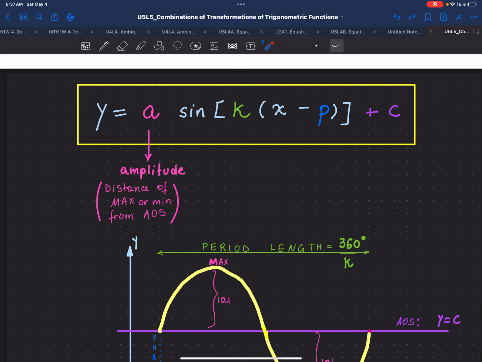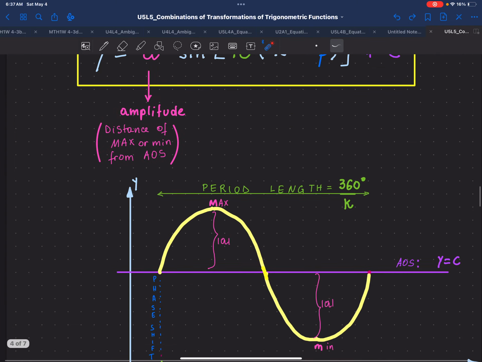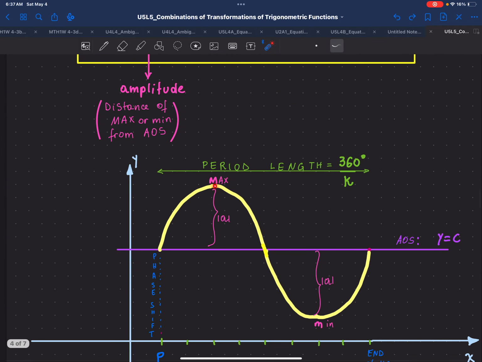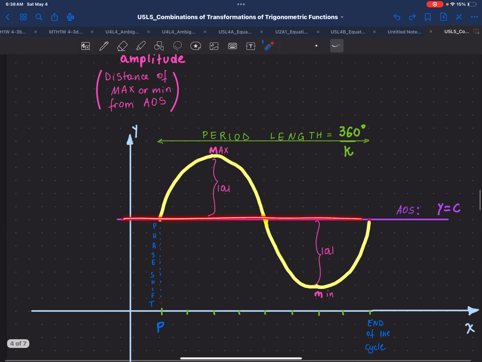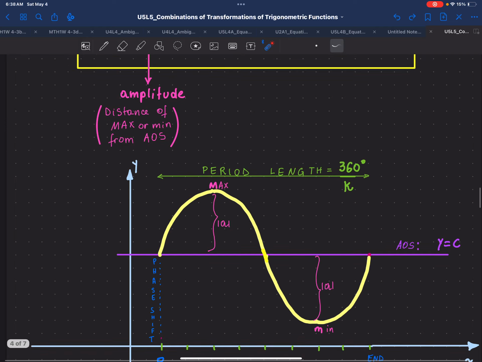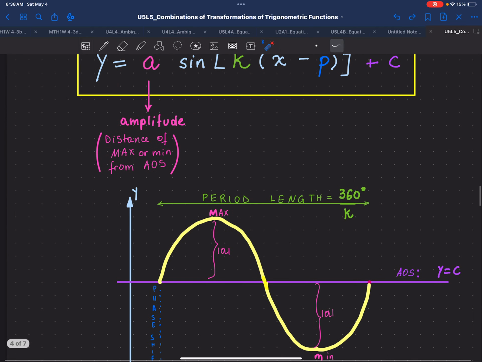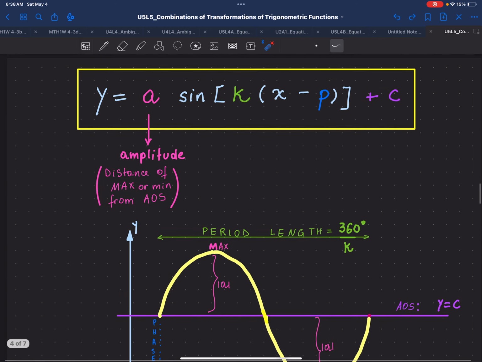Now, in what ways does each coefficient affect the graph of a function? Well, first, the coefficient A will indicate the amplitude, and the amplitude of a function is the distance of the max or the minimum from the axis of symmetry. So that would indicate the amplitude. Now, the coefficient A can be either positive or negative, which will take the sine curve reflected to the axis of symmetry or reflected to the horizontal axis. That can be the x-axis or it can be the axis of symmetry.